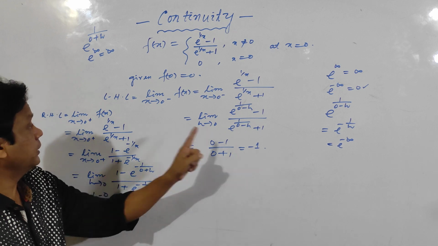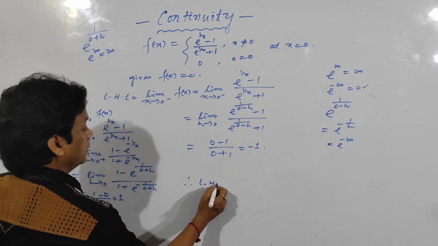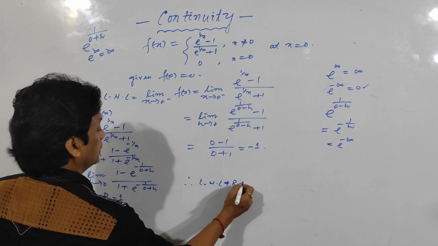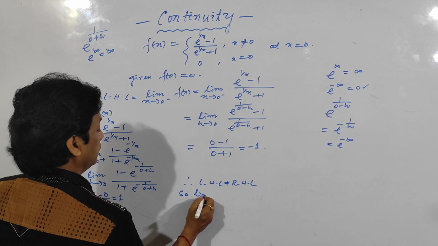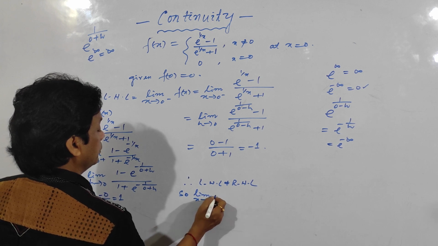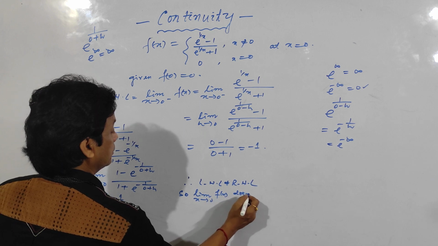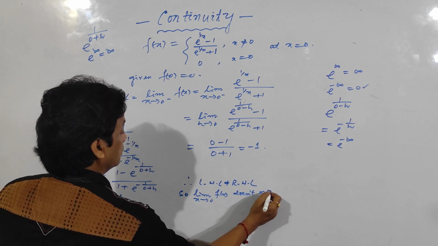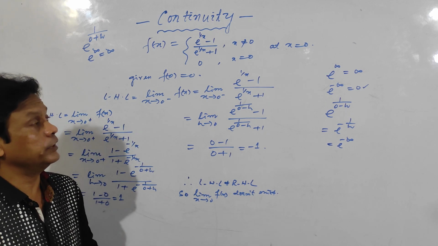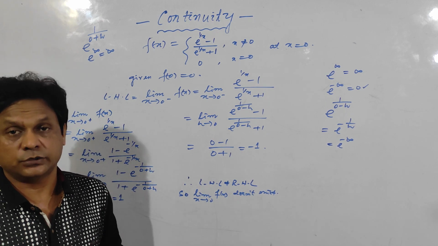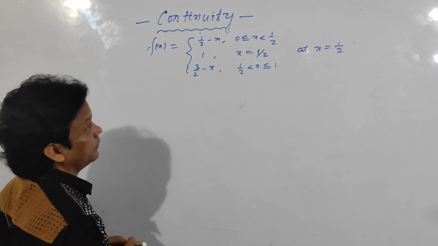So right hand limit is 1, left hand limit is minus 1. Therefore, LHL is unequal to RHL. So limit x tends to 0, f of x does not exist. And hence, the given function is not continuous, or you may say discontinuous at x is equal to 0. Okay?